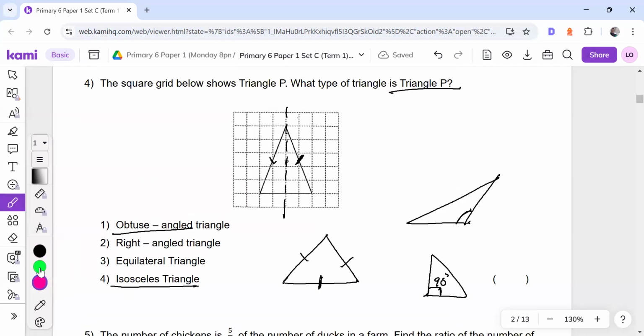So isosceles triangle, how do you prove that it is isosceles? You just take your pencil and see whether it can cut into half. If you can cut into half, that is isosceles. Two sides are the same. So your answer is number 4. Okay, got it? All right.